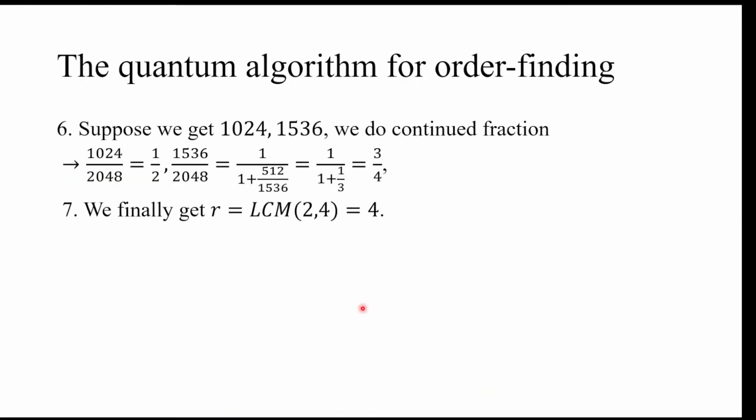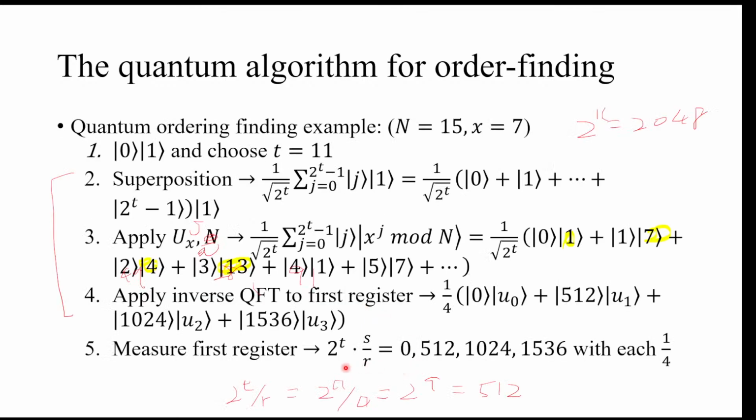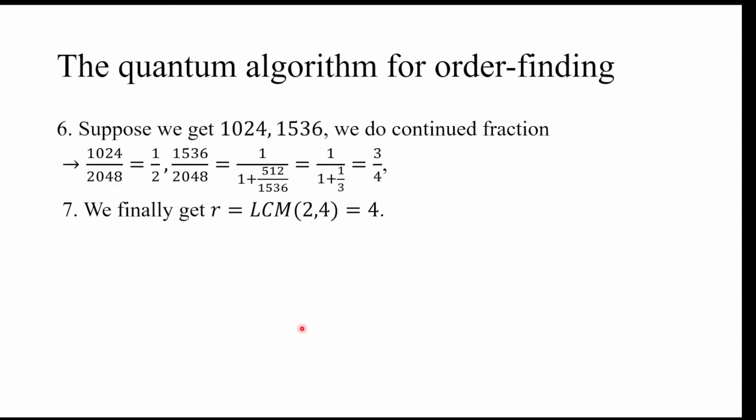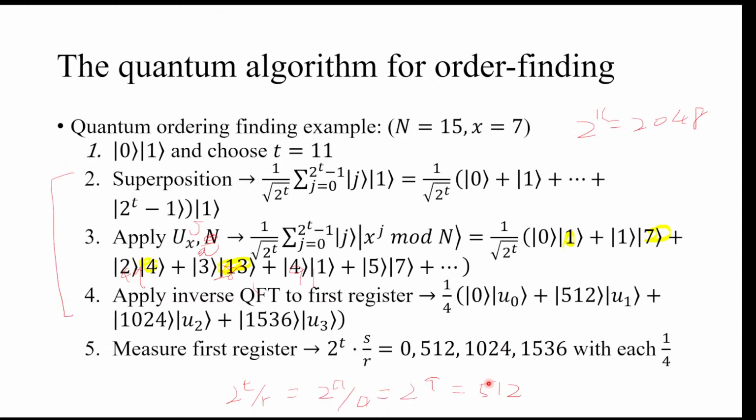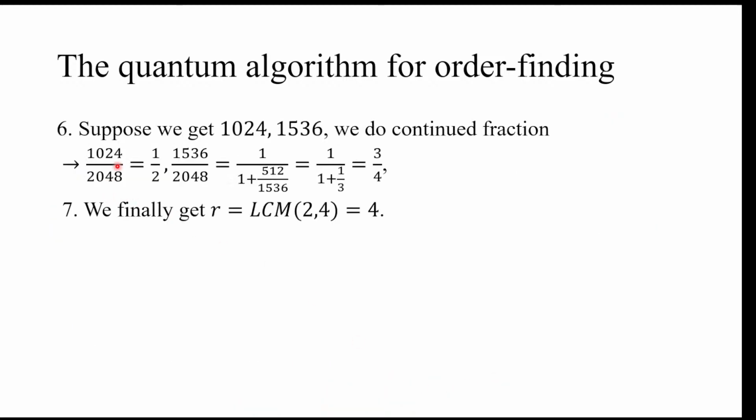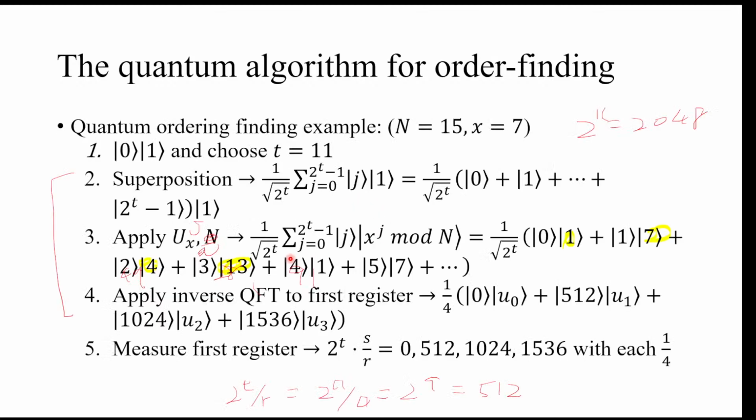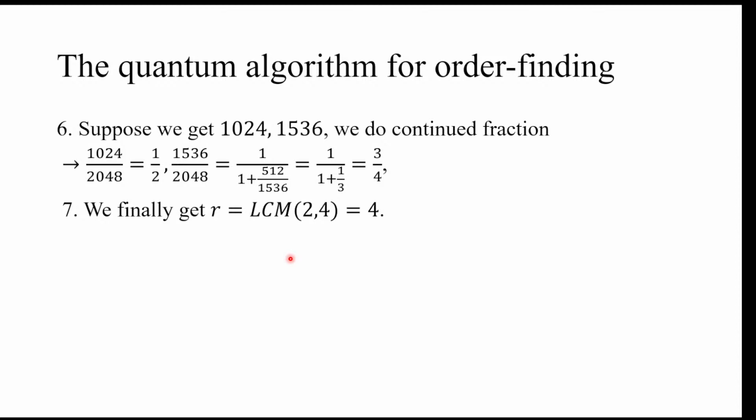Suppose we want to pick 2 of s over r here, and suppose we are getting a bit lucky, we get this one and this one. So with 1024 over 2048, you will get this 1 over 2, and 1536 over 2048, you get 3 over 4, and so you get the least common multiple between 2 and 4, which is 4. Okay, so that's order finding with a bit of number theory.